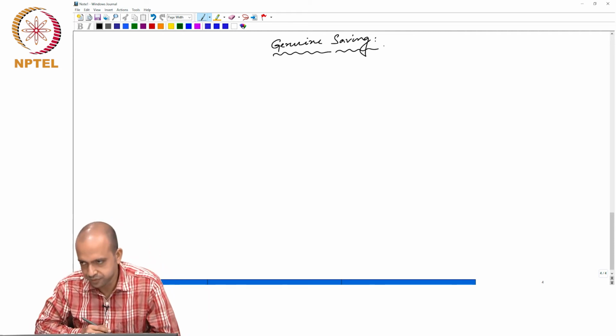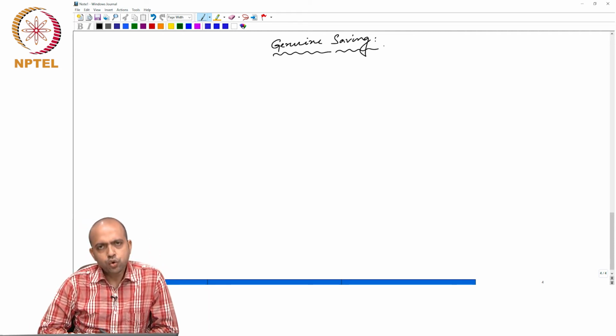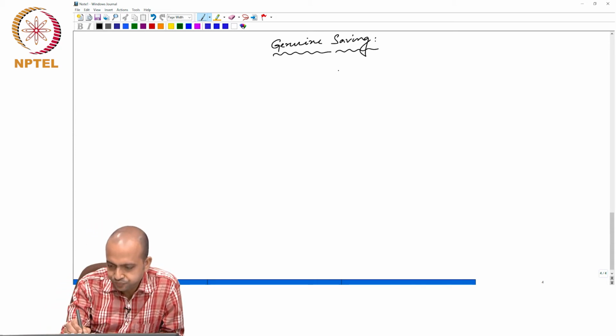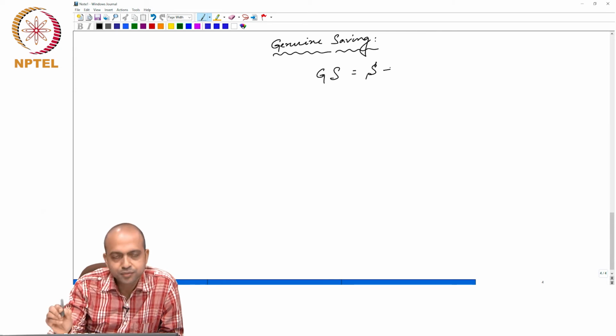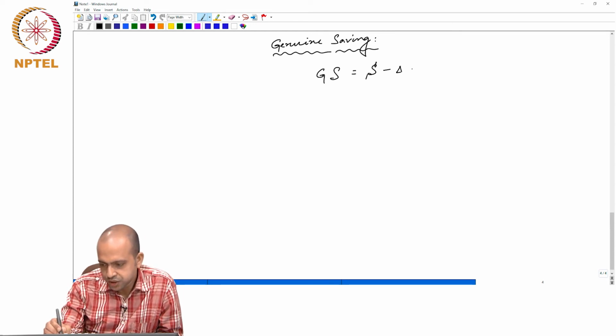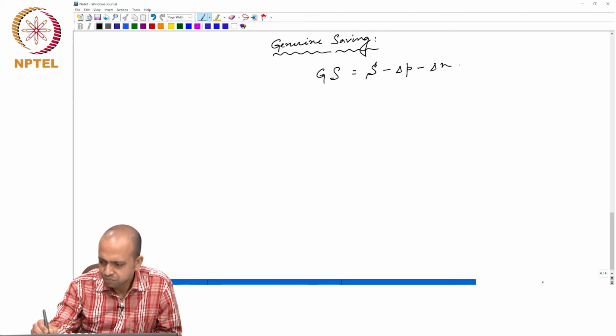Okay, genuine saving. So, the idea is that GS, genuine saving, is equal to total saving minus delta P minus delta N plus delta E.